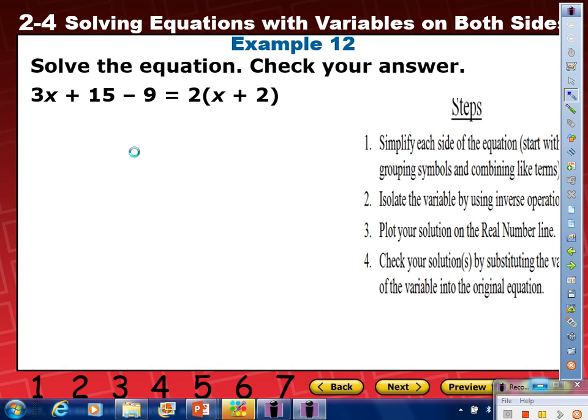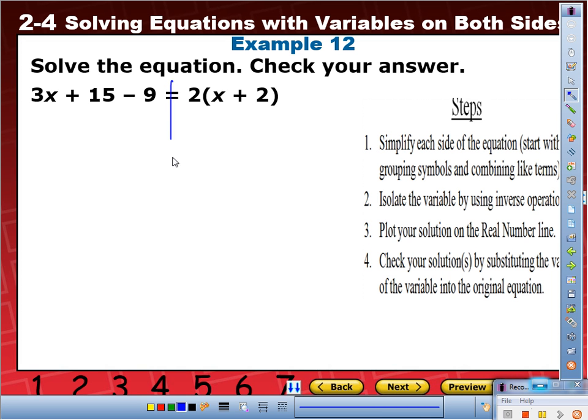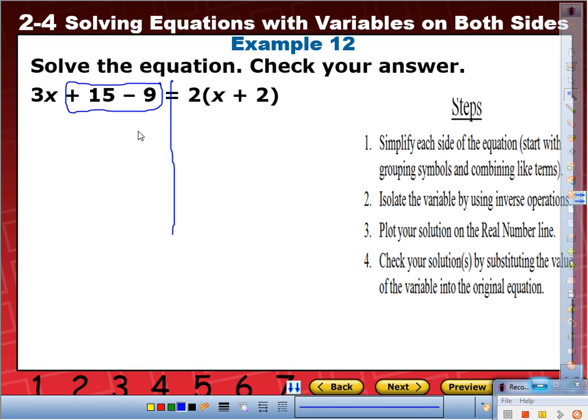Here goes the process. Line down the equal sign. Look at this side. Can I combine like terms? Yes. Looks like right here. 15 minus 9, that is positive 6. Bring down the 3x. Can I combine anything else? No, I'm done with that side. Move on to the next.